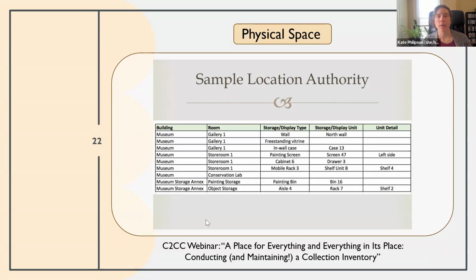So this is a slide directly from the Connecting to Collections Care American Institute of Conservation webinar. The webinar is from 2016. We'll have a link to it. It has a lot of great resources. It's called A Place for Everything and Everything in Its Place, Conducting and Maintaining a Collection Inventory. And so I just think this is such a great example of looking hierarchically at how to structure and design something like this, because there are so many different kinds of spaces.